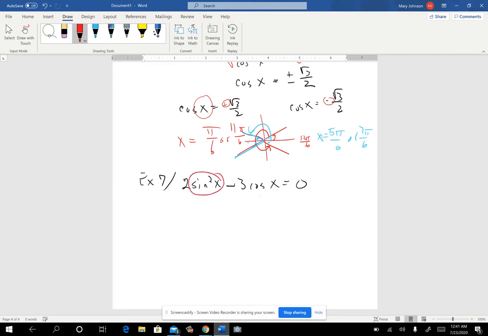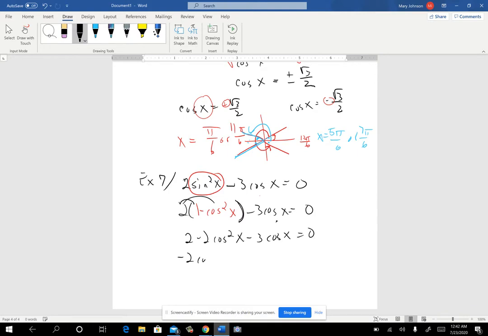So for instance, I can replace sine squared x. I can look at my identity sheet, and I can see that that's equal to 1 minus cosine squared x. Now, what would make me think to do that would be the fact that I had a cosine x over here in this other term. Then I would just distribute. And it doesn't get distributed to minus 3 cosine x because of the parenthesis being right there.